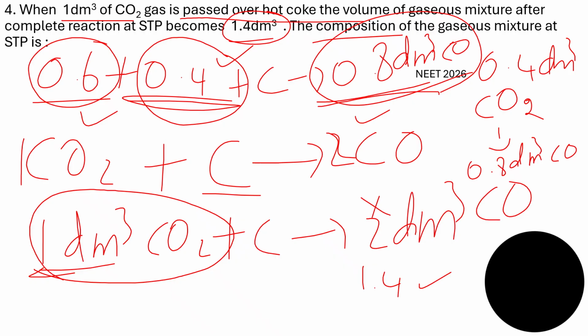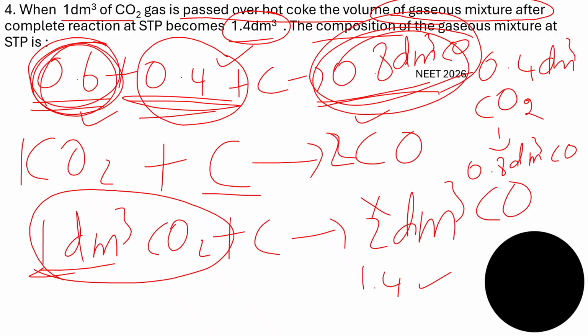Then the gaseous mixture is nothing but carbon monoxide and carbon dioxide. In that gaseous mixture, 0.6 decimeter cube of carbon dioxide and 0.8 decimeter cube of carbon monoxide are there. This is a simple solution. There is no need of any mathematical calculation. It is all about our mental ability. This is clean and clear. We need to separate 1 decimeter cube as 0.6 and 0.4. This is the solution.